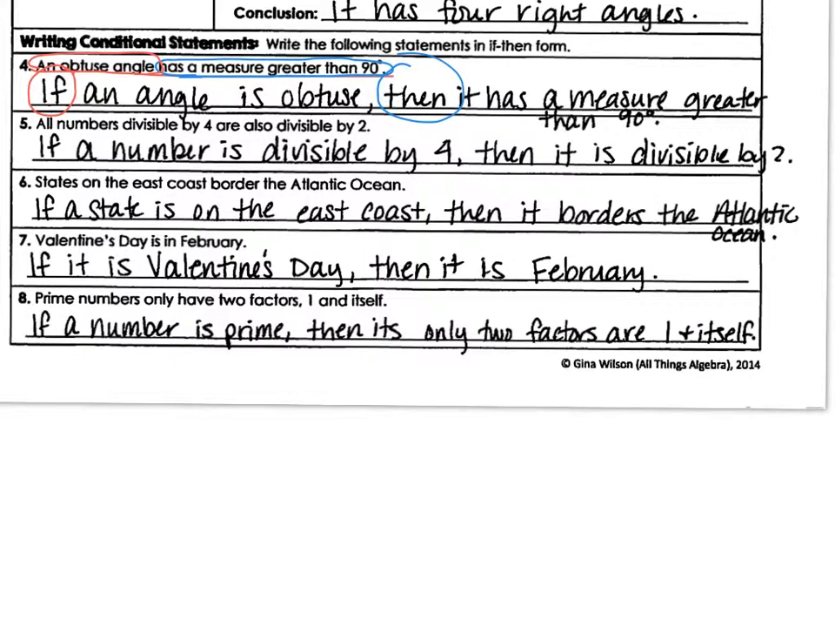On number 5, number 5 says, all numbers divisible by 4 are also divisible by 2. So I'm going to break this up as: if a number is divisible by 4, then it is divisible by 2.